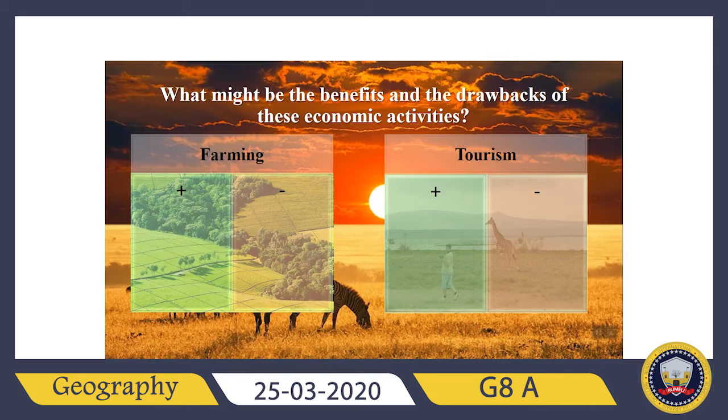Okay, so now what might be the drawbacks of farming? Any ideas? The drawbacks of farming? Actually, the more people want to grow, the more land they need to turn into farms. The more land they turn into farms, the less land is left for the wildlife in Africa. Isn't it so? To produce more fruit, to organize more farms, people have to rob wild animals of their territories.